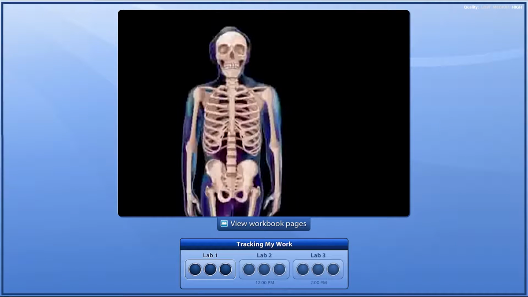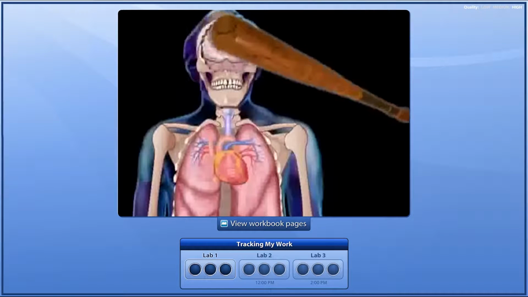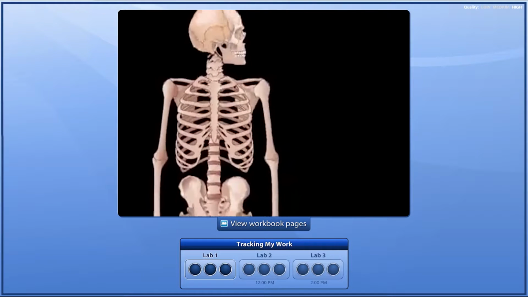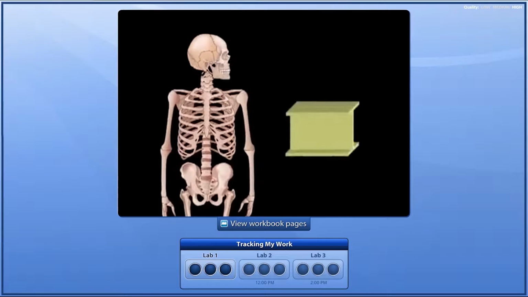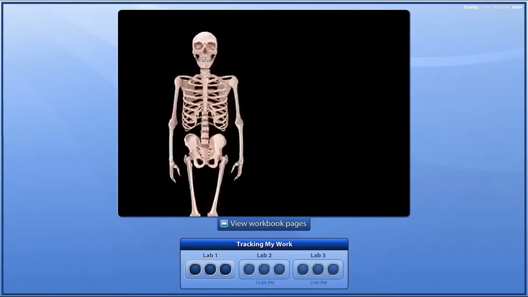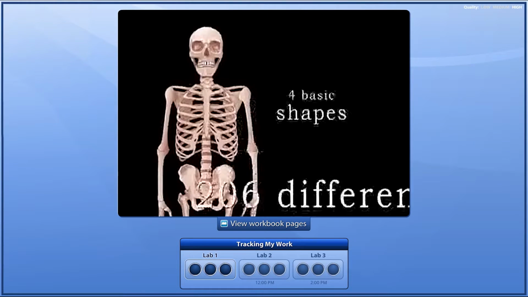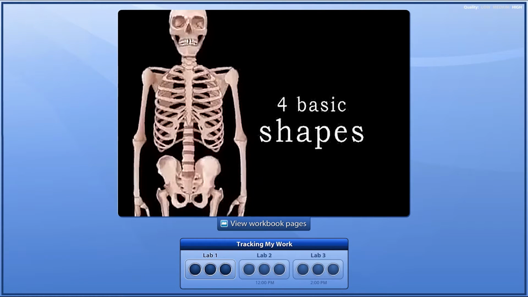And without the protection of our skeleton, even a simple bump on the head or chest could injure vital internal organs. Pound for pound, the bones of the skeletal system are stronger than steel. The skeletal system is made up of 206 different bones, which come in 4 basic shapes.